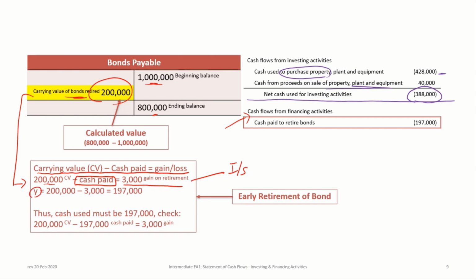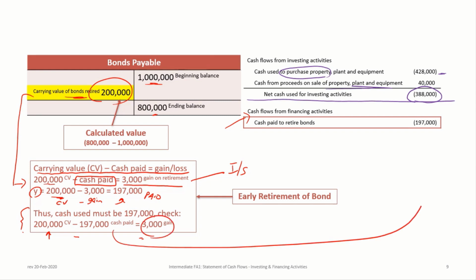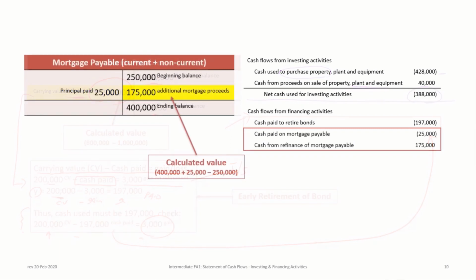If I set the cash paid equal to Y in this case, I could set it to whatever I like, X, Y, Z, but Y, or cash paid, is equal to the $200,000 carrying value minus the $3,000 gain on retirement. That means the amount of cash paid to retire the bonds was $197,000. Always do a check. $200,000 in carrying value minus the cash paid of $197,000 is a $3,000 gain. And that's what I have here, $197,000 cash paid to retire bonds.